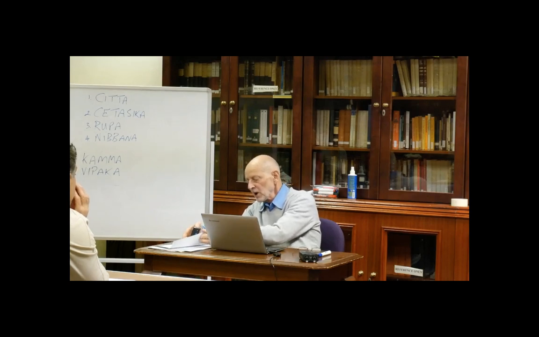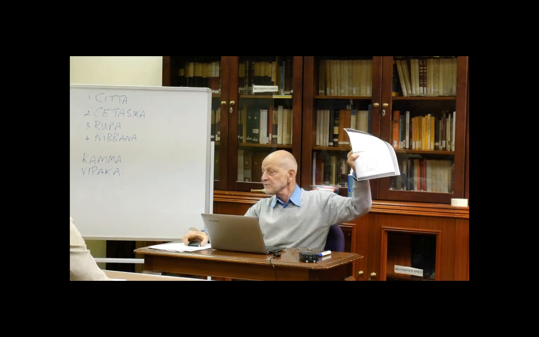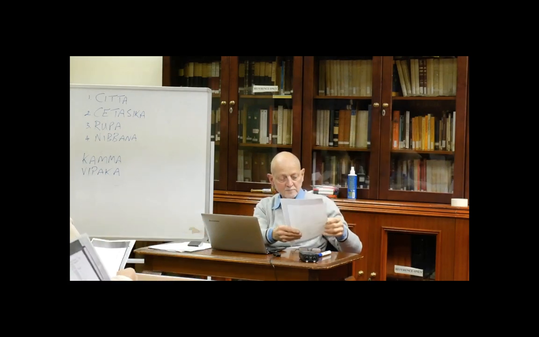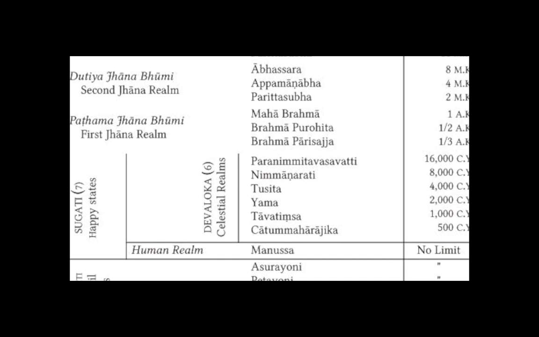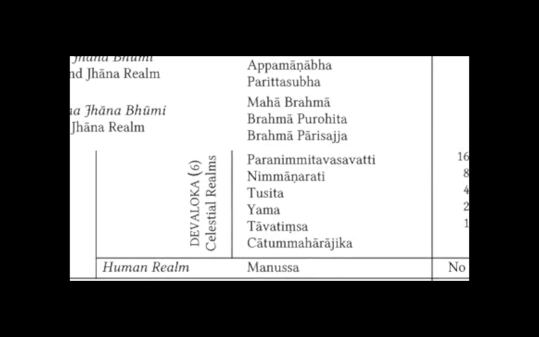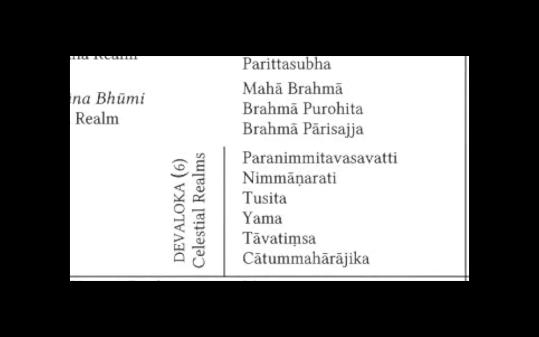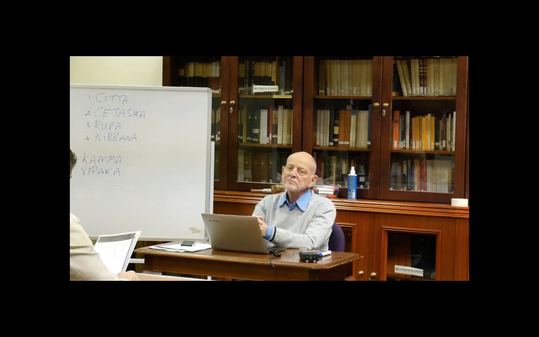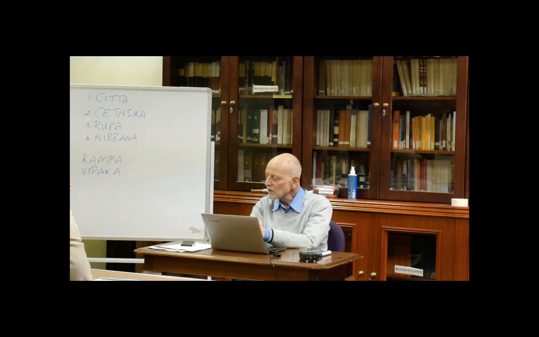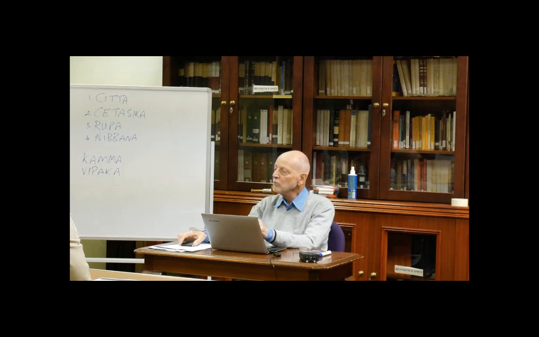If you like to take the chart, planes of existence, you will see that on the lower page there are Devaloka or celestial planes, and one of those is Tusita. And two down from there, the first is Yama, and then there's Tavatinsa. Tradition has it that his mother came from the Tusita heaven to the Tavatinsa heaven, and the Buddha gave the teaching in the Tavatinsa heaven.